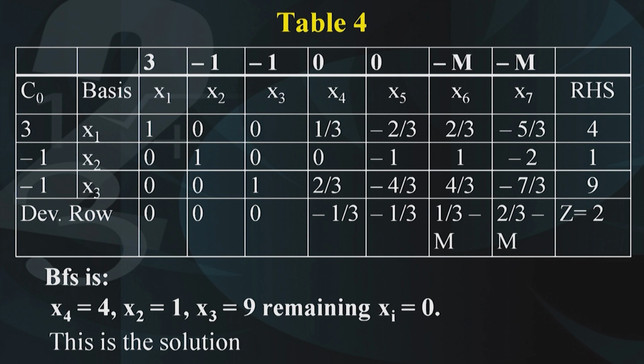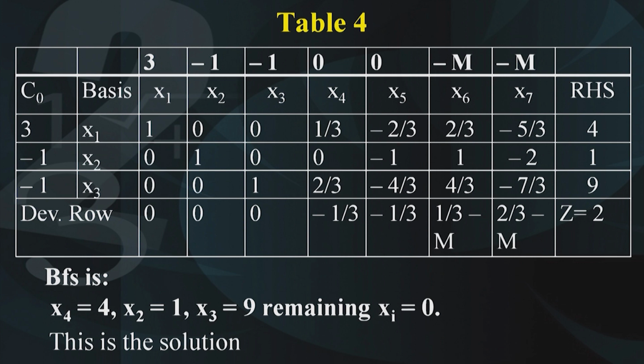So, we will look at how we can calculate the deviation row, and the deviation row is calculated as before. I have just recorded them here in the last row. Please check these entries, and you will find that all the entries in the deviation row are either 0 or negative. This indicates that the simplex procedure is supposed to stop, and the solution is the current BFS.